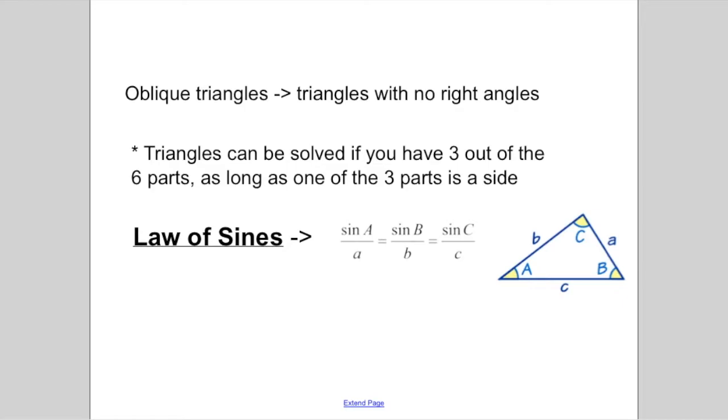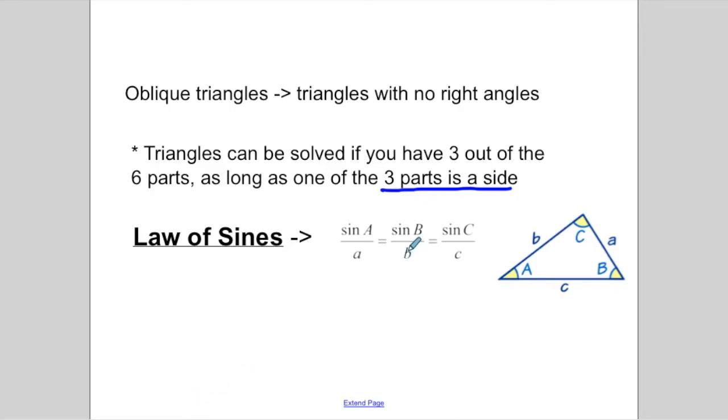Once again, just a reminder, triangles can be solved if you have 3 out of the 6 parts as long as one of the 3 parts is a side. Got to have that side. Otherwise, it could just be a similar triangle. But today we're going to look at law of sines. So we're going to be solving triangles and using this law.